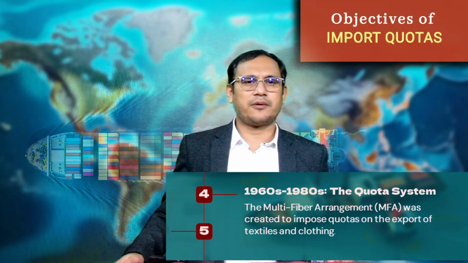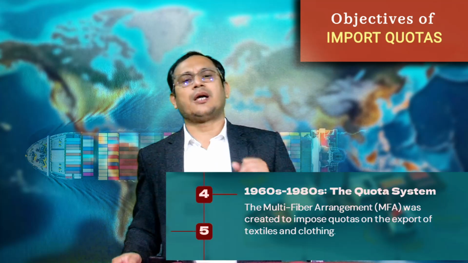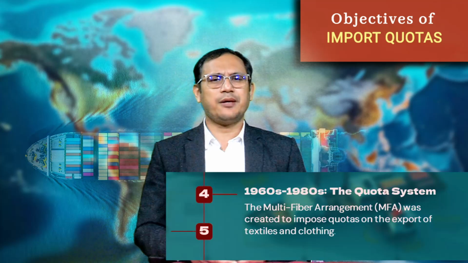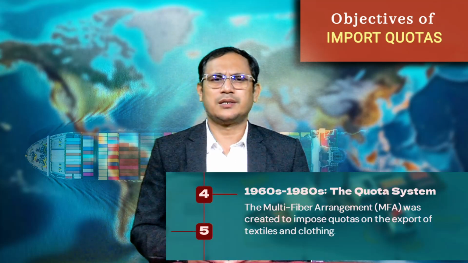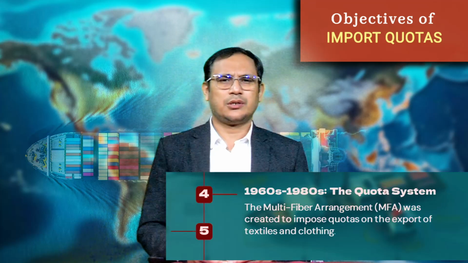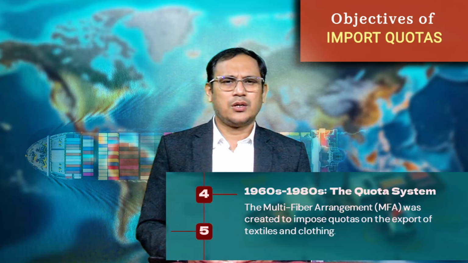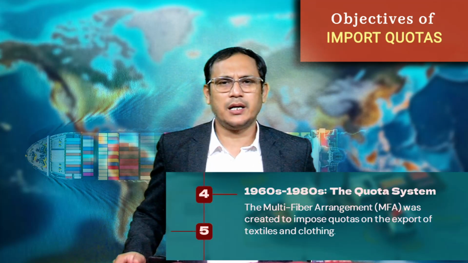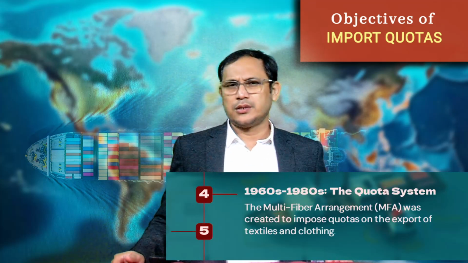So as a result, what happened? In the 1970s, the multi-fiber agreement was created as an agreement between developed countries such as the United States and European nations and developing nations, mainly in Asia, to impose quotas on the export of textile and clothing.